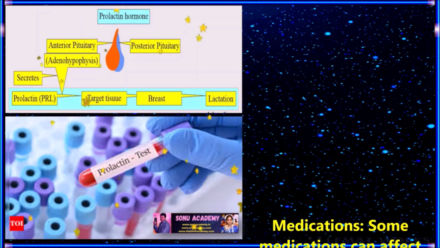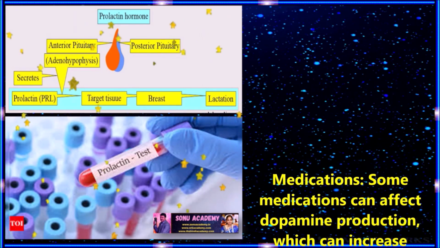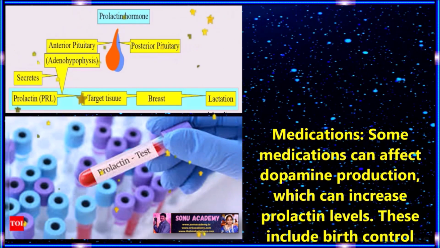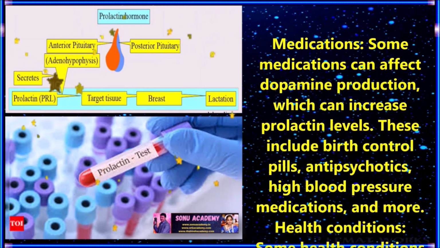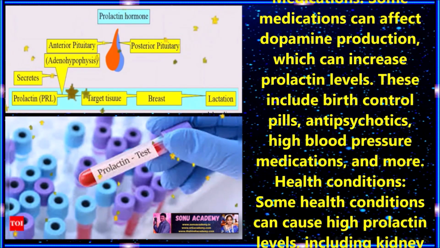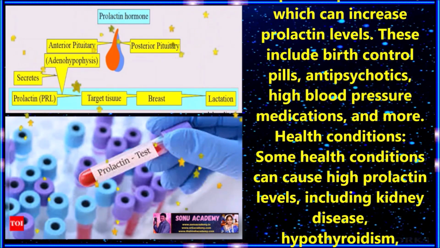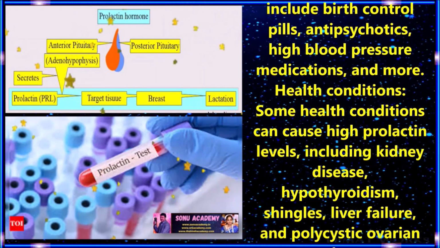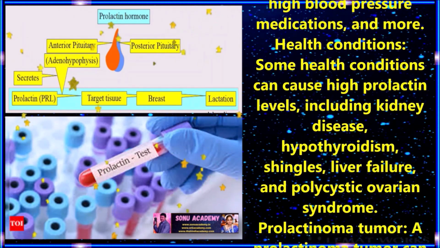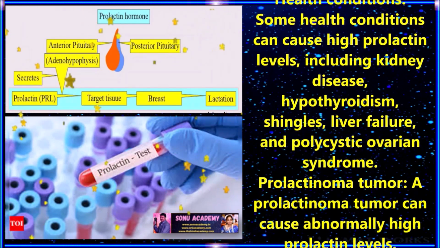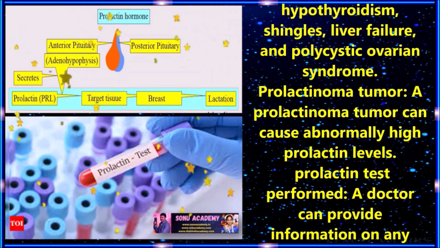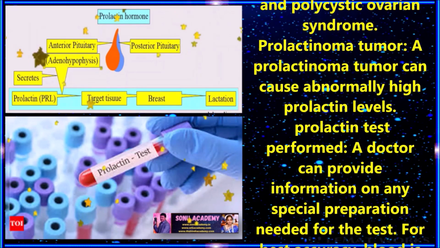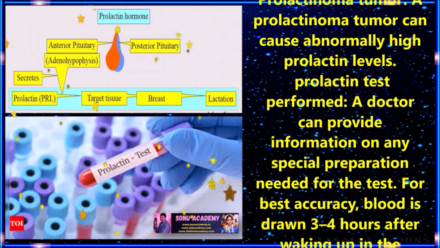Let us discuss what can cause high prolactin levels. Some medications can affect dopamine production, which can increase prolactin levels. This includes birth control pills, antipsychotics, high blood pressure medications, and more. Some health conditions can also cause high prolactin levels, including kidney disease, hyperthyroidism, liver failure, polycystic ovarian syndrome, etc.